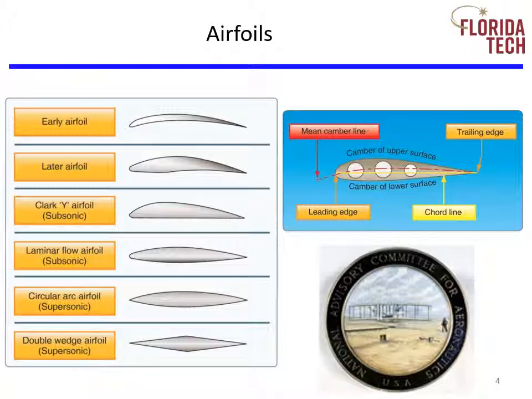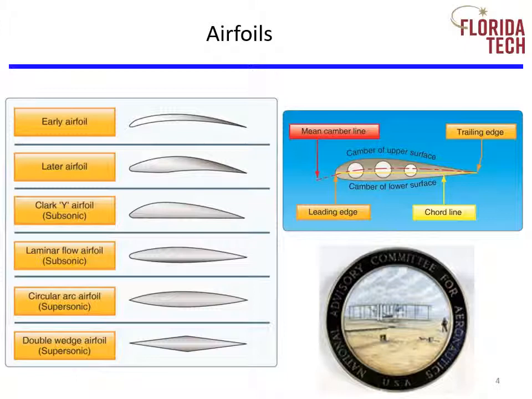A great number of airfoil sections have been developed over time. In order to provide a reliable basis for design, the National Advisory Committee on Aeronautics, or NACA, developed a systematic series of sections in 1929 that show how changes in shape of the mean line and changes in thickness affect aerodynamic characteristics.